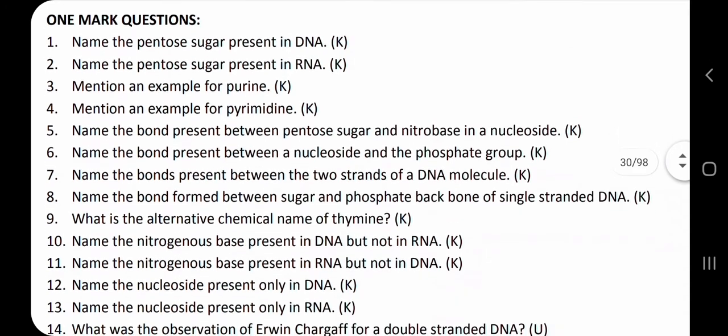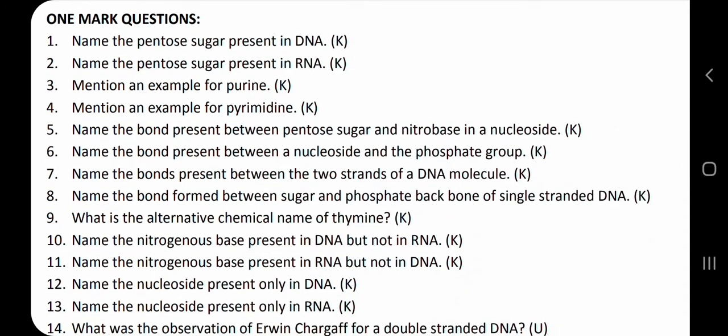Fifth question: name the bond present between pentose sugar and nitrogen base in a nucleoside. The nucleoside consists of pentose sugar and nitrogen base. Those two are bound with a linkage called N-glycosidic linkage.